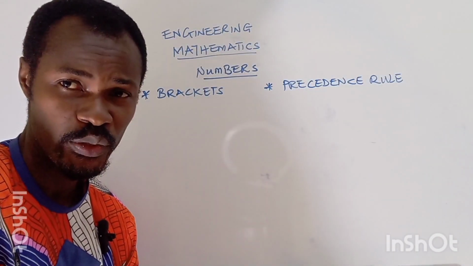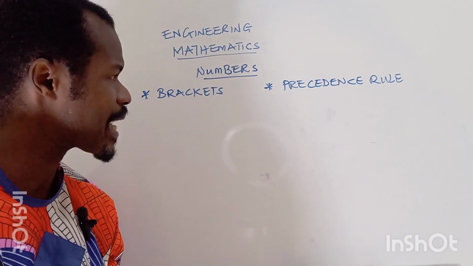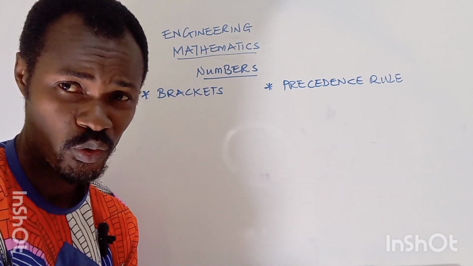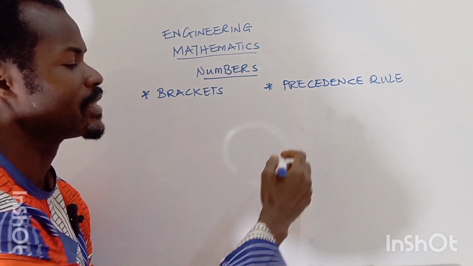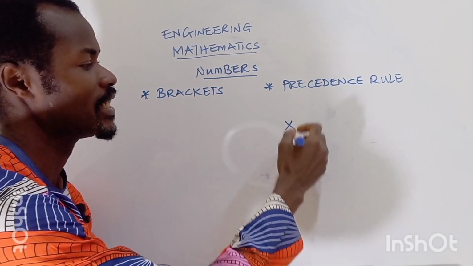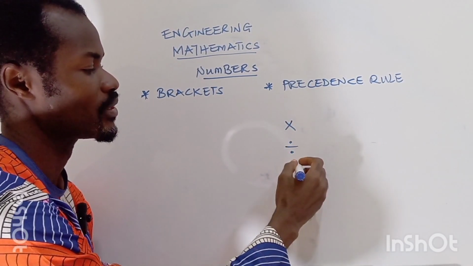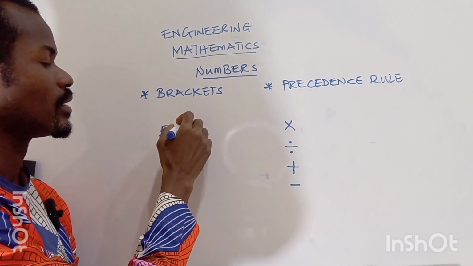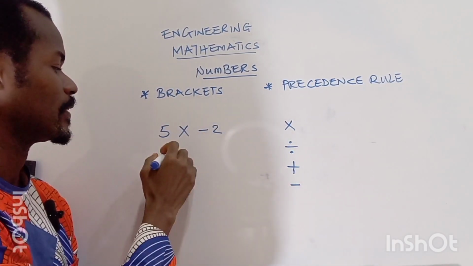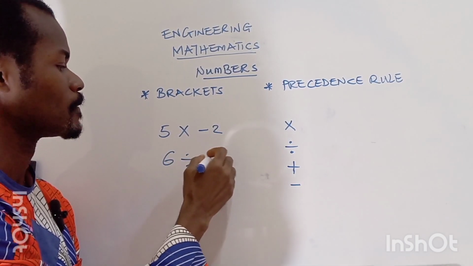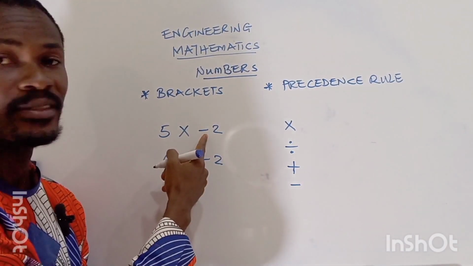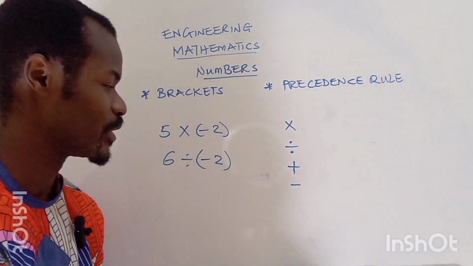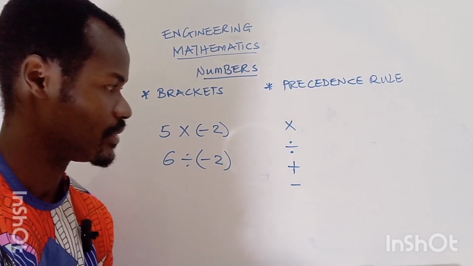In our previous video, we looked at what we call brackets. I'll give one or two illustrations. You have your basic operations: multiplication, division, addition, and subtraction. You don't want to write any two signs like this without using the brackets. The bracket is mostly used to separate a negative number.